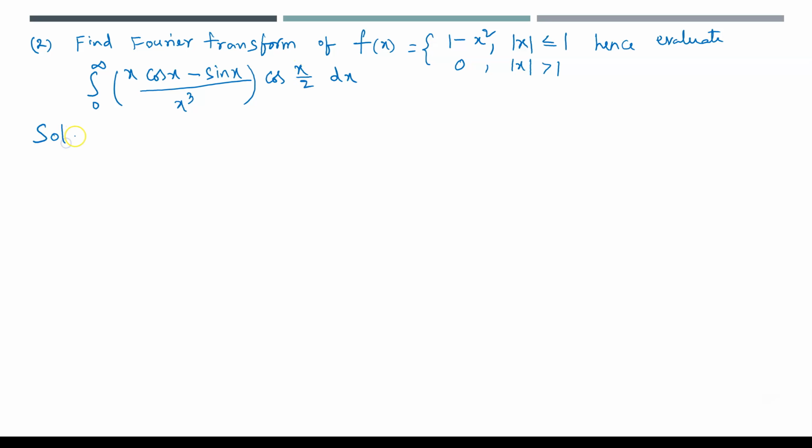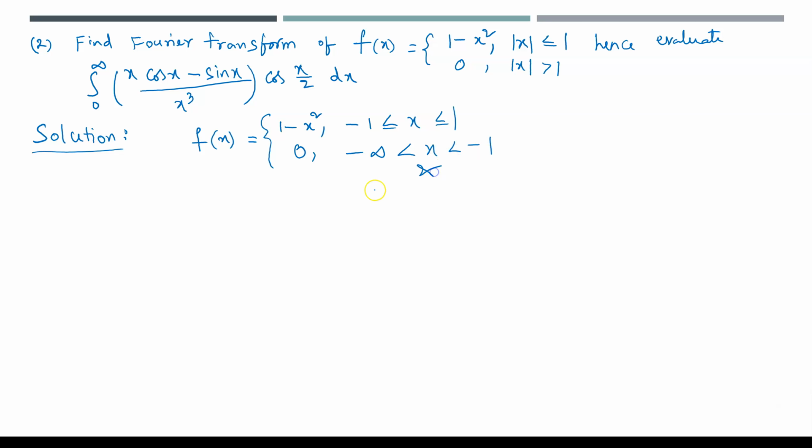So here the function is given. The function is f(x) equal to 1 minus x square. Here mod x less than or equal to 1 can be written as minus 1 less than or equal to x less than or equal to 1, and 0 for minus infinity less than x less than minus 1, and 1 less than x less than infinity. We have seen this one, right? It is just writing the limits in another way. Now let us write the formula of Fourier transform.